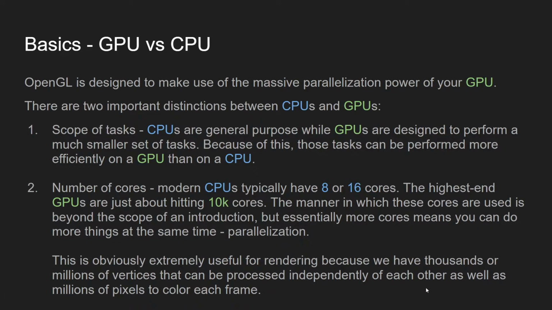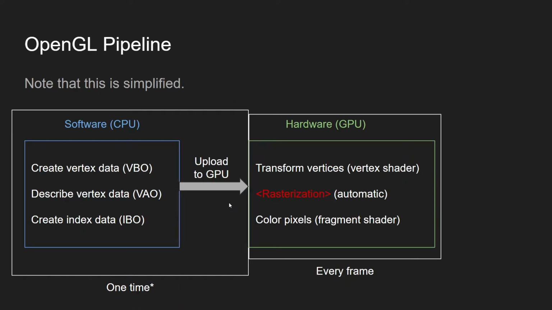It's extremely useful for graphics because we have thousands or even millions of vertices and triangles that need to be processed and can be processed independently of each other, meaning you can have a different core for each triangle or each vertex. They don't need to talk to each other. And we also have millions of pixels to color every frame. For a playable game, that's millions of pixels being drawn 60 times a second. So having all these cores is really important.